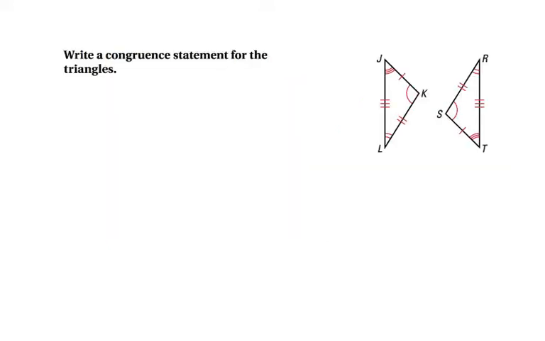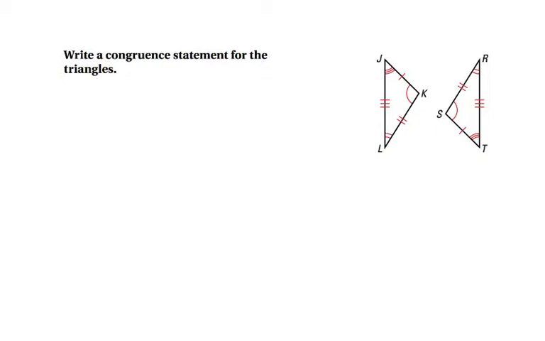Okay, so let's try writing a congruent statement from scratch. We've got these two triangles here. All of the angles are corresponding and congruent. All of the sides are congruent to each other. So these are congruent triangles. We just have to figure out how to write the congruent statement to tell other people that they're congruent.